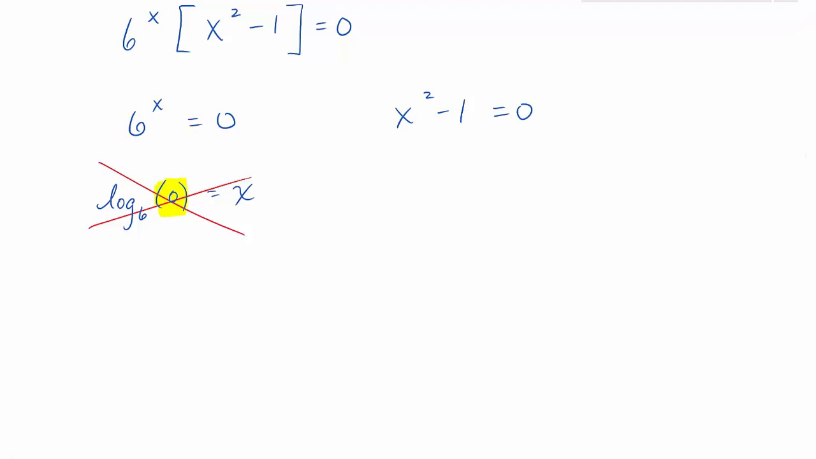Turning our attention to solving x squared minus 1 equals 0, I'm going to use the square root property. x squared is equal to 1, so x must be equal to plus or minus 1.